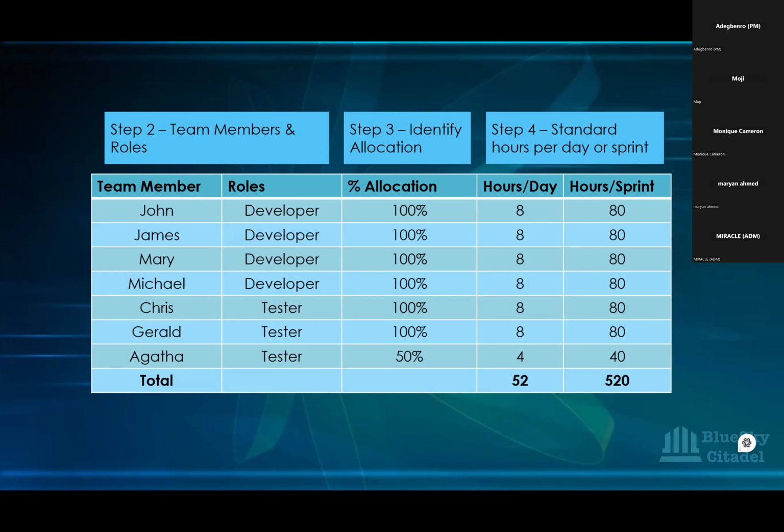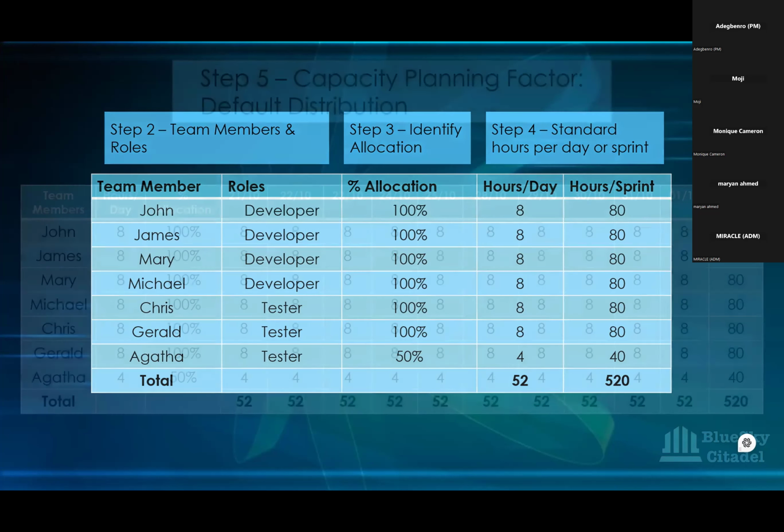And then per sprint, for all of them, you have 520 hours for the whole sprint. So if everyone is distributed, we're supposed to have 520 hours of the team members' capacity. Okay, now let's see how those factors can affect that 520 that we have.